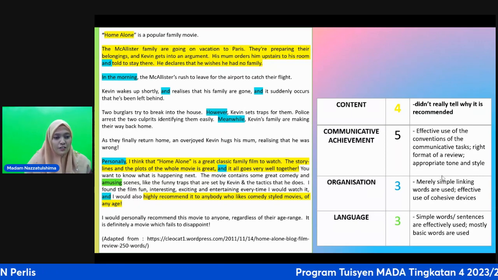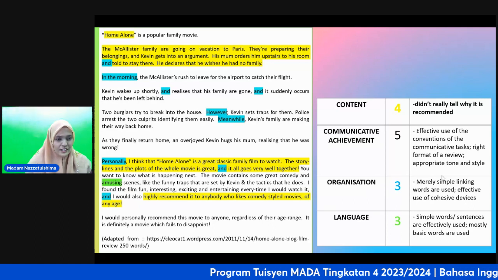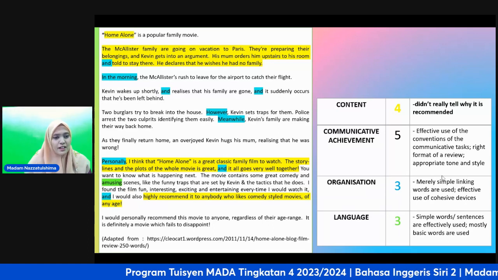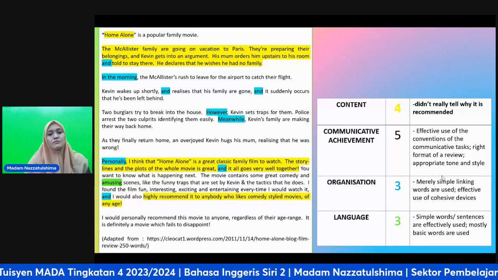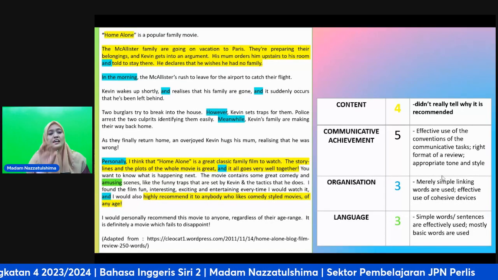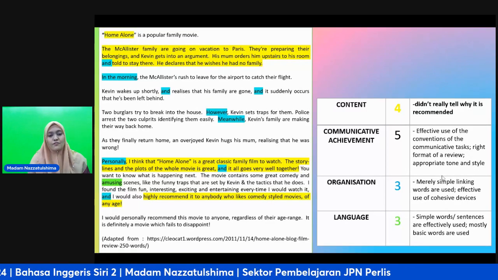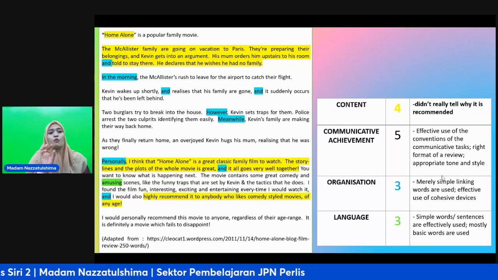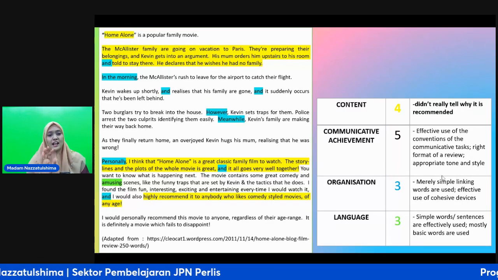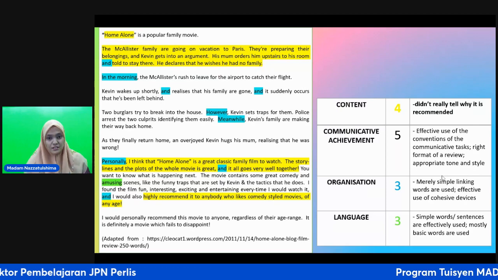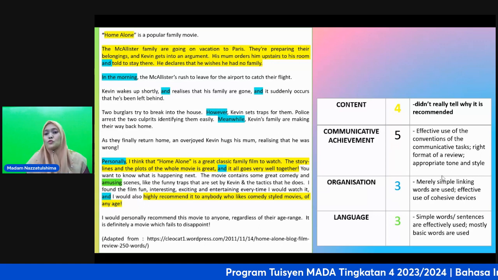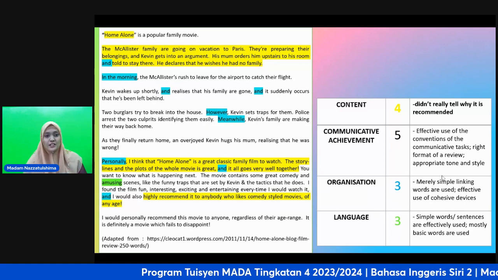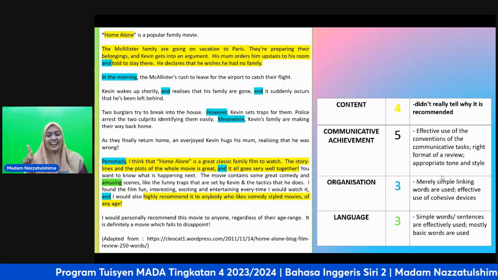Okay, so for the second last paragraph, personally, I think that Home Alone is a great classic film to watch. So definitely in that paragraph, it's actually mentioned why he or she likes this movie. So the content is four. It's good, right? Okay, next one, we move on to communicative achievement, the CA.